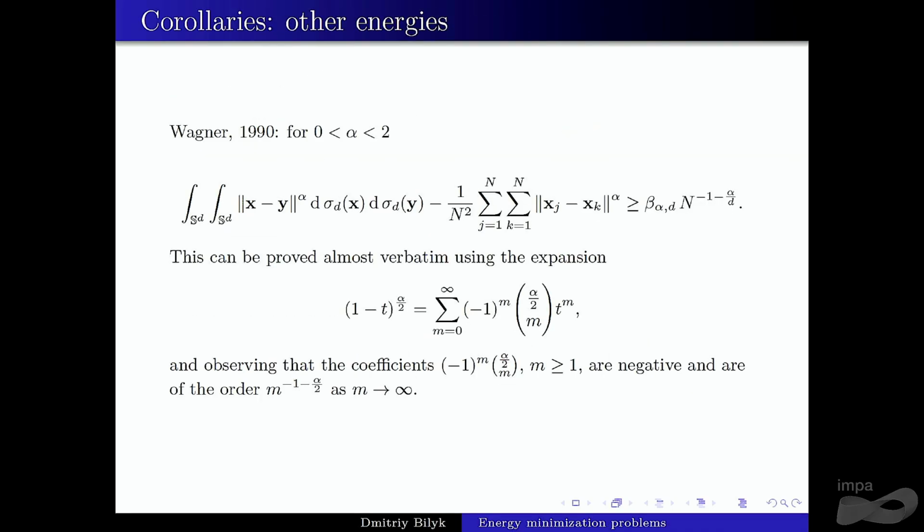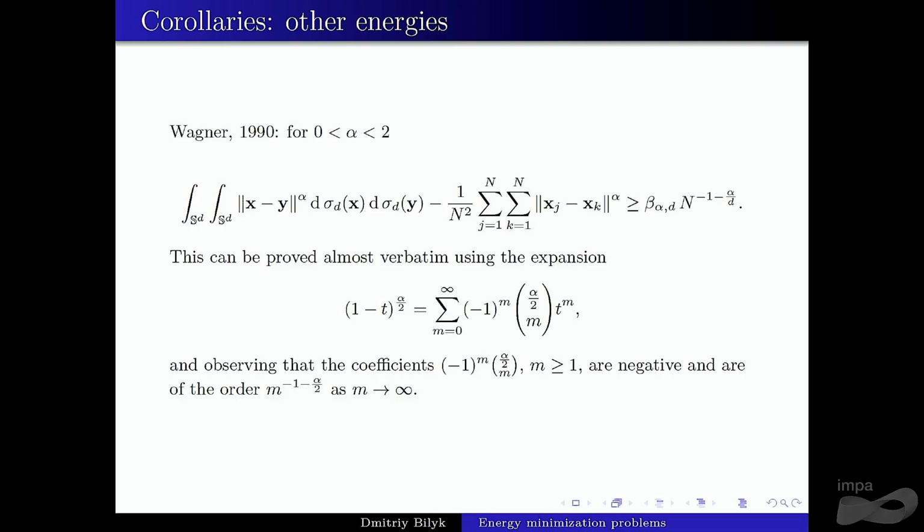Well, I want to talk about some generalizations that come from this method for free. So, for example, if you take other values of alpha in these Riesz energies, still positive values, you can look at this difference, and there is an analog of Beck's bound. It's known that the lower bound, a sharp lower bound, which you can also prove using jittered sampling, is n to the power of minus one minus alpha over d. This was proved by Wagner in the 90s.